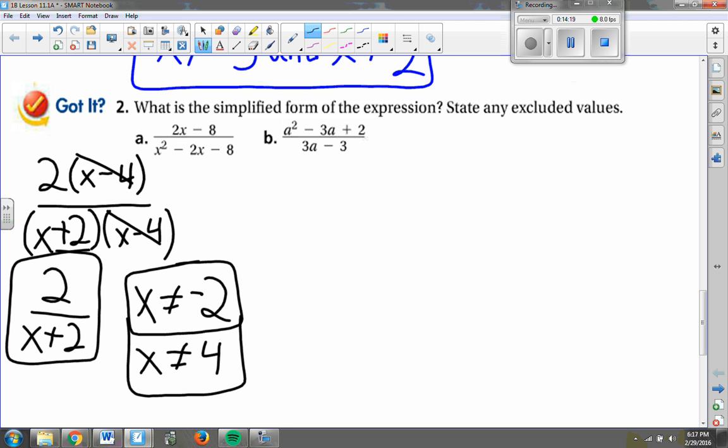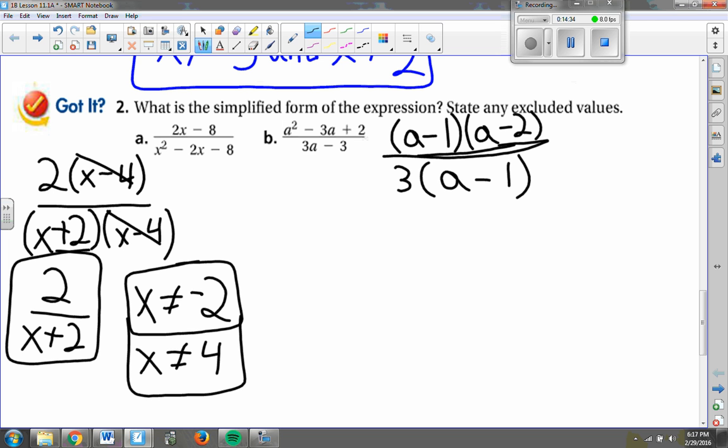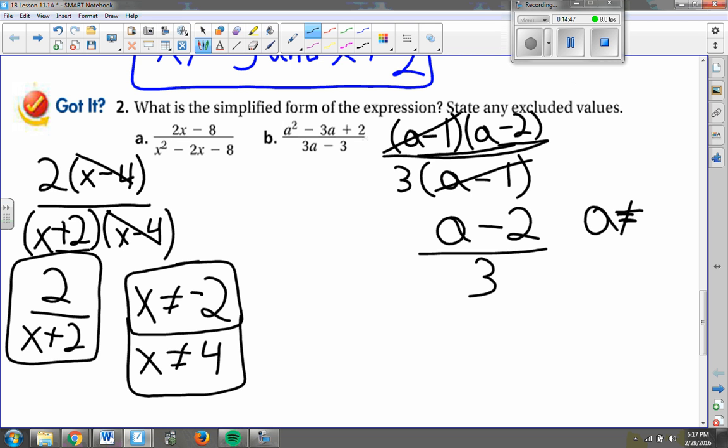Letter B, the top factors into a minus 1, a minus 2. The bottom factors into 3 times a minus 1. I see an a minus 1 there, and an a minus 1 there. My simplified form is a minus 2 over 3, but I have excluded values of a, let's see, cannot be 1.